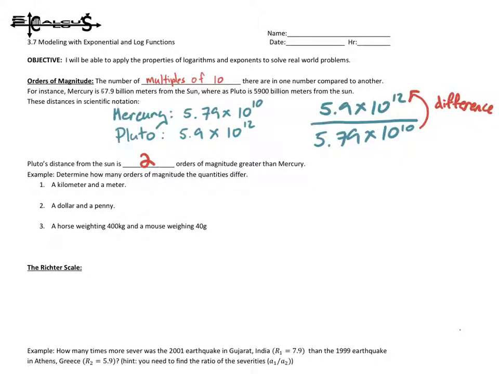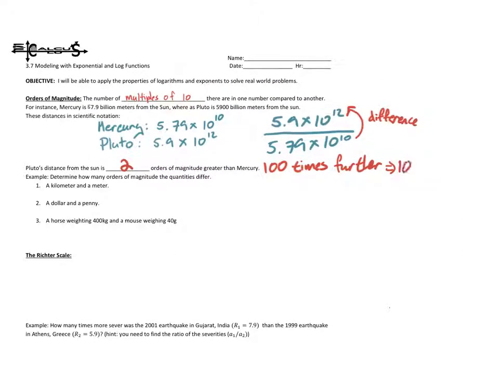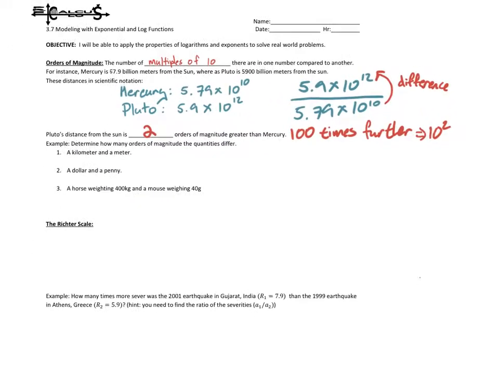Okay, I didn't put a line in here for this, but 2 orders would be 100 times further. And where am I getting that? Well, that is just coming from 10 to the power of 2, right? So 2 orders of magnitude is 10 to the power of 2.